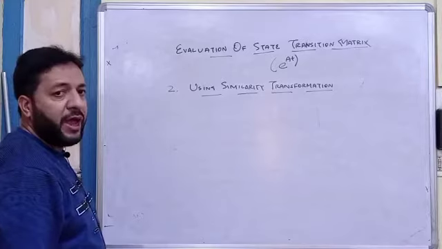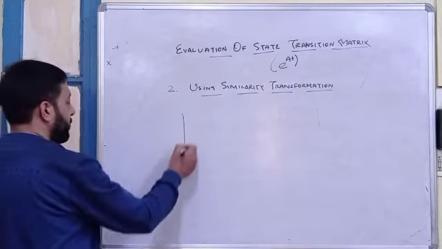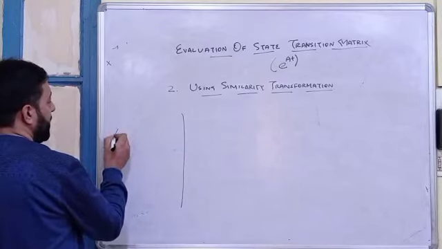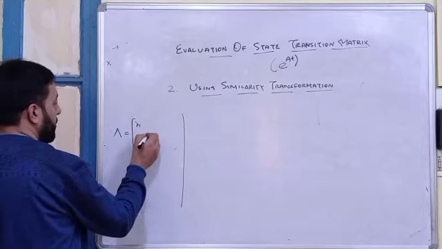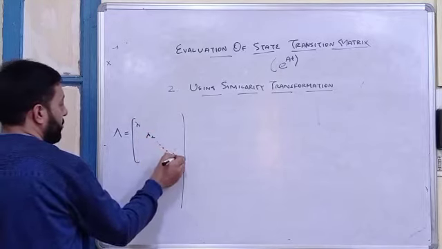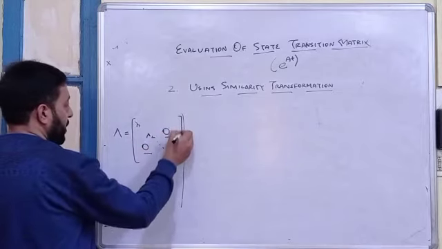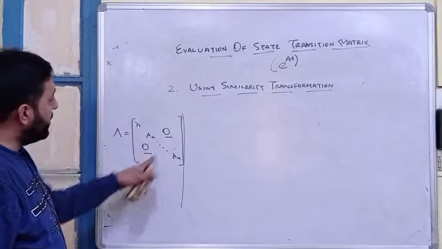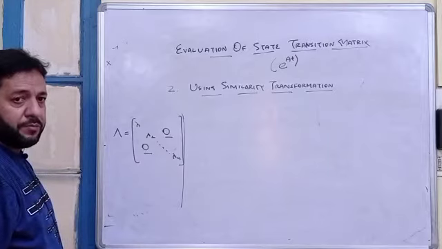If a matrix is in diagonal form, suppose you have a matrix lambda in diagonal form like this: lambda 1, lambda 2, and so on up to lambda n. There are all zeros here as well as here. It's a diagonal matrix. All the other entries are 0, only the diagonal entries are non-zero.